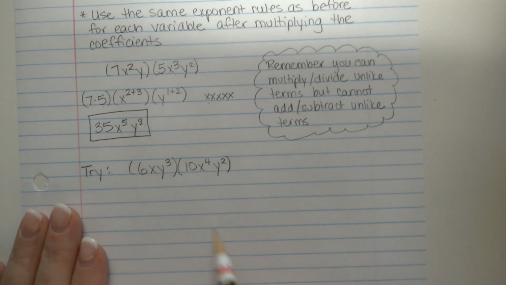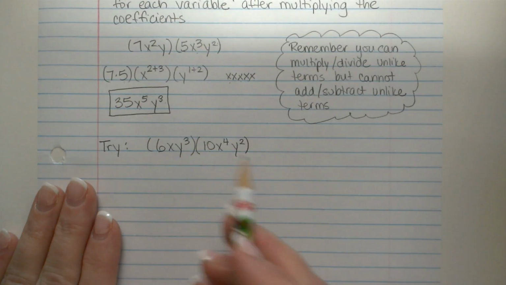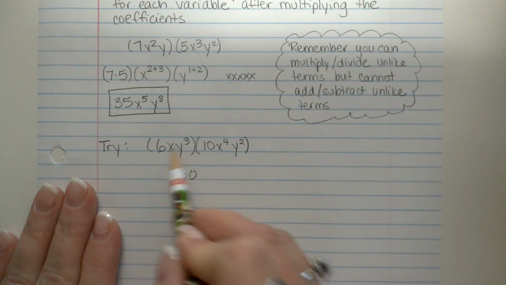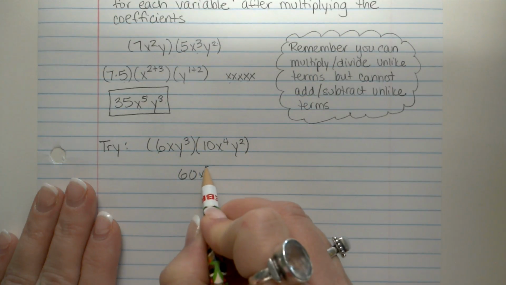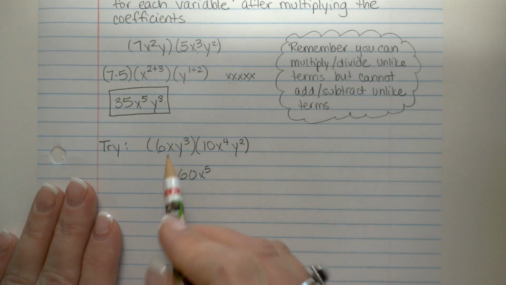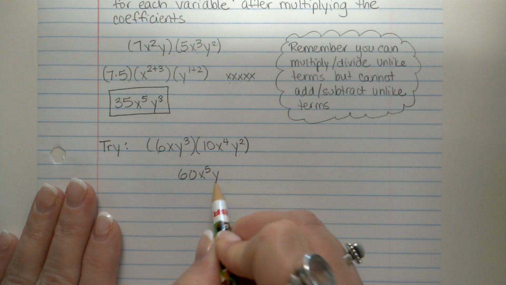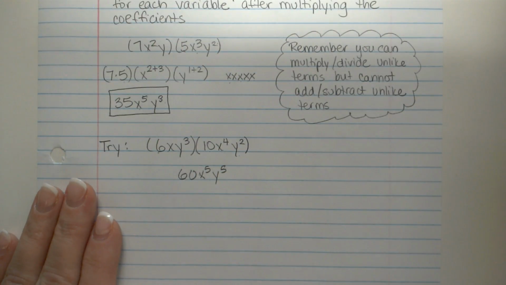All right, so let's look at this one. We're going to multiply our coefficients. So 6 times 10 is 60. X times x to the 4th means that there's 5 x's being multiplied. 3 y's multiplied together and 2 more y's multiplied together give you 5 y's multiplied together. And that's as simple as you can get because you can't combine x's and y's.